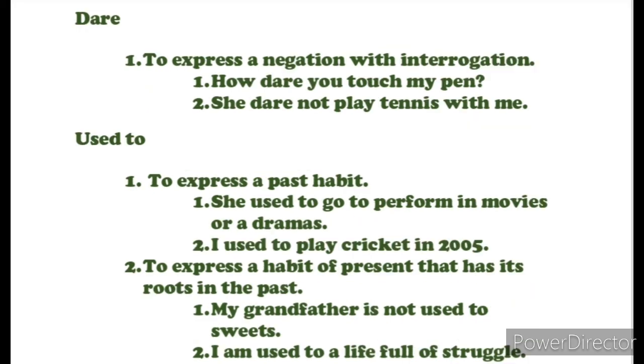Last modal is used to. Used to is used to express a past habit. For example, she used to perform in movies or dramas. There is a past habit I am talking about. Then used to is also used for a habit of present, but it should have its roots in the past. For example, I am used to living a life full of struggles. So here in this sentence, it is my habit which has its roots in the past.